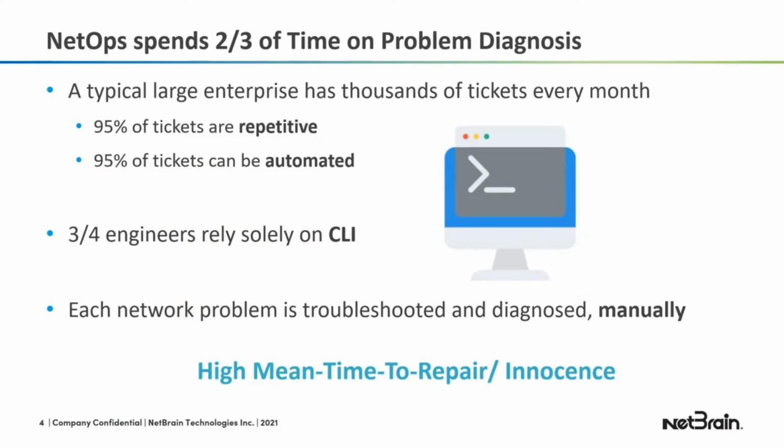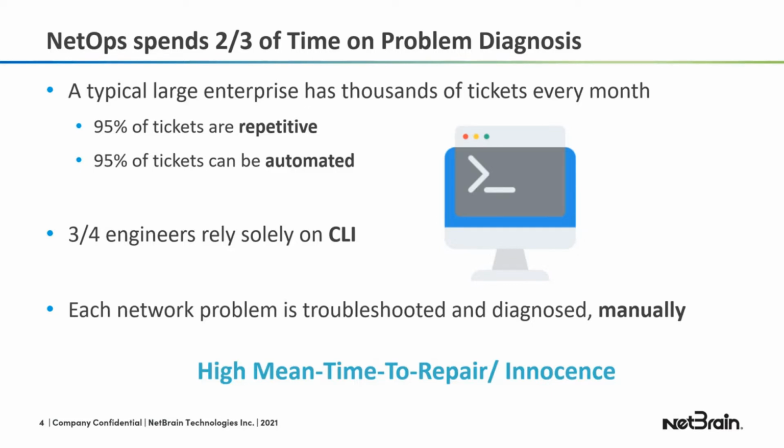Alright, so based on our research and experience with customers, we've learned that typical large enterprises have thousands of tickets every month, and 95% of them are repetitive. So either you or your team has solved a similar problem before. And if it's repetitive, that means it can be automated. So what we at NetBrain want to do is empower you to troubleshoot issues manually just one time and then automate the diagnosis.